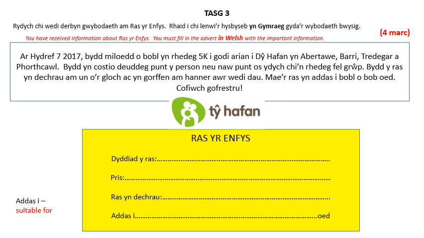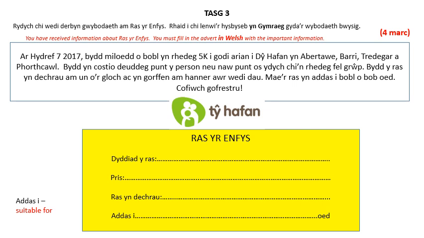Bydd yn costio 12 punt y person. It will cost 12. You might think that means 12 there, but 12, only one letter different, is 12. 12 is 20, 12 is 12. 12 punt y person, neu 9 punt os ydych chi'n rhedeg fel grŵp, but £9 if you are running as a group. Bydd y ras yn dechrau am 1 o'r gloch. It will start at 1 o'clock ac yn gorffen am hanner awr wedi 2, and it will finish at 2:30. Mae ras yn addas i bobl o bob oed. It's suitable for every age. Cofiwch cofrestru. Remember to register.